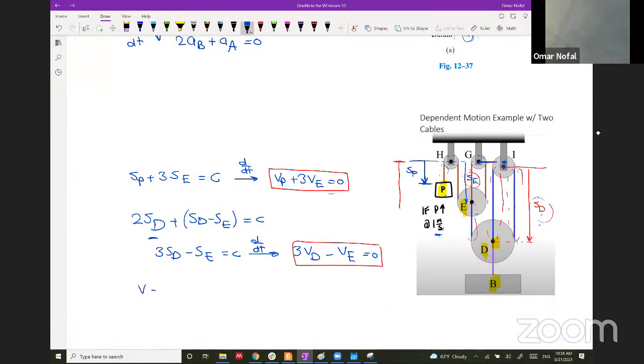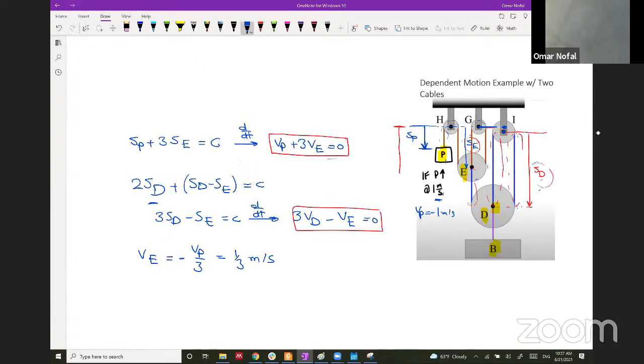So VE will be negative 3V, oh, VE will be negative VB over 3. And I have VB is equal to negative 1 meter per second because it's going up. So it will be 1 over 3 meter per second.